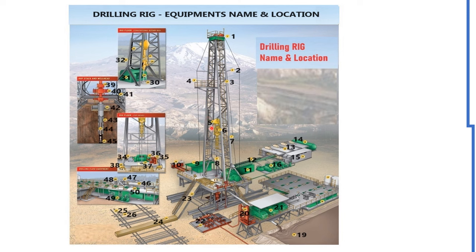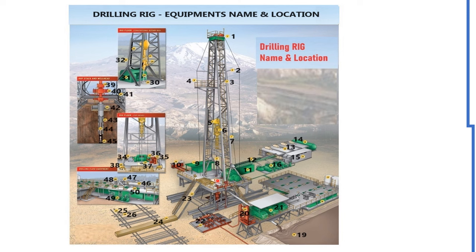Now number five is traveling block. This particular yellow one, just beside the right side of serial number five, this is the traveling block. Number six is the top drive. Over here, the left side of the six is the top drive. Number seven is the mast. This is the vertical structure, the complete from here to here. There are four legs in the mast: one, two, three, four. This complete vertical structure is called the mast or derrick.